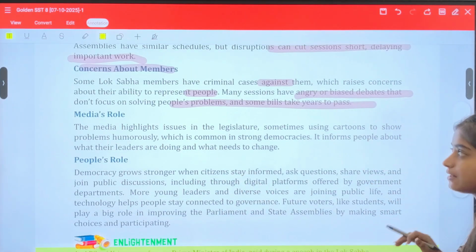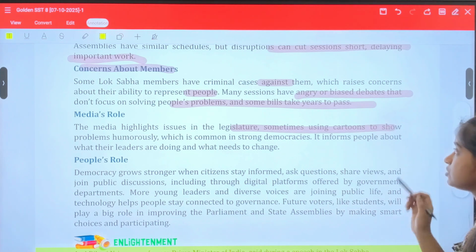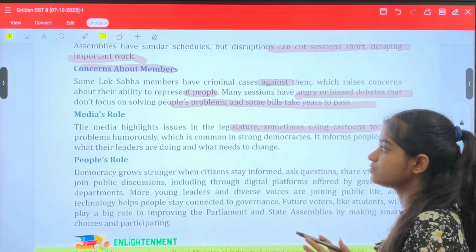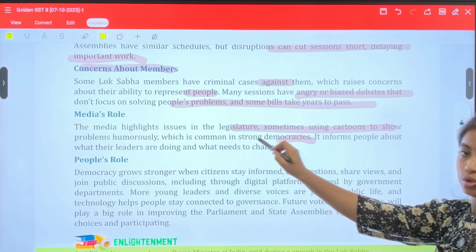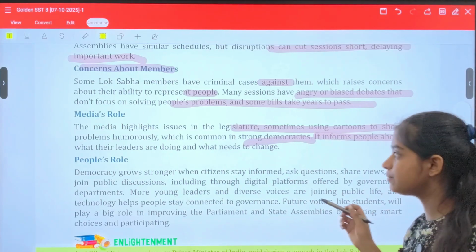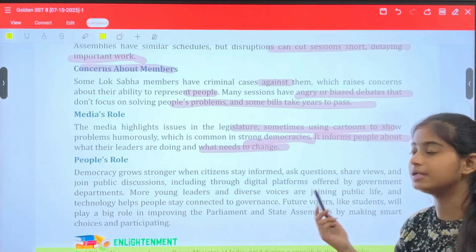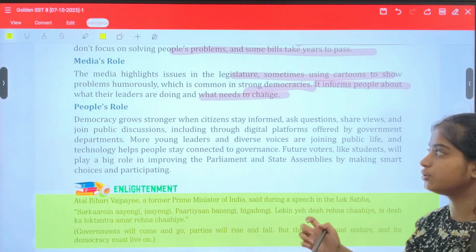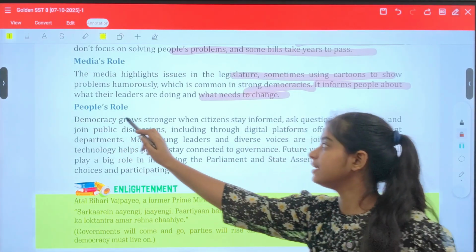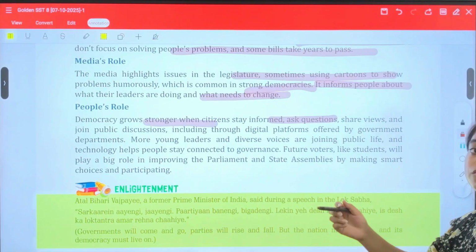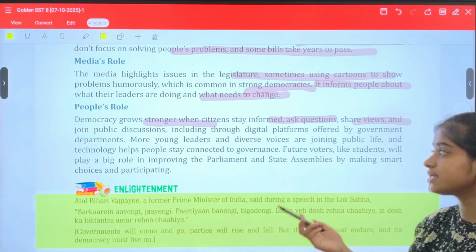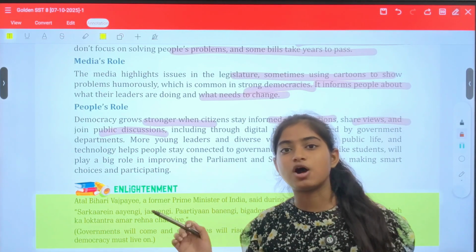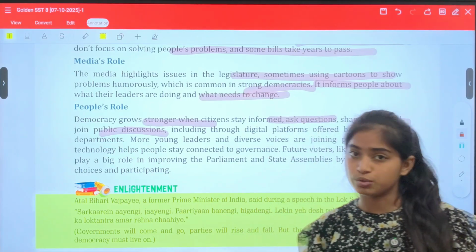Now the media's role: the media highlights the issues of the legislature, sometimes using cartoons to show the problems humorously, which is common in strong democracies. It informs people about what their leaders are doing and what needs to change. This is also important to take care of. Then people's role: democracy grows stronger when citizens stay informed, ask questions, share views, and join public discussions, and this is how government powers will be controllable by people.